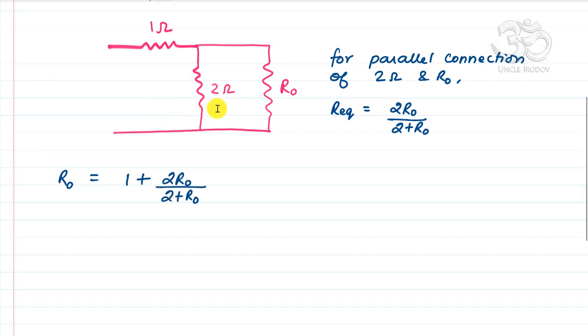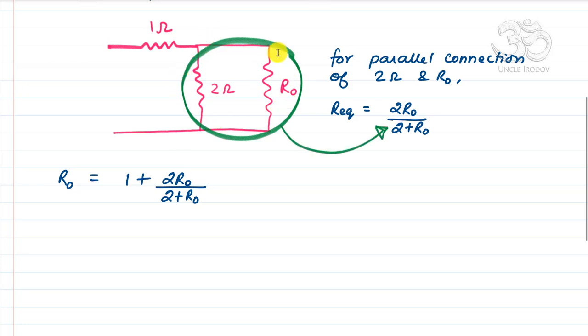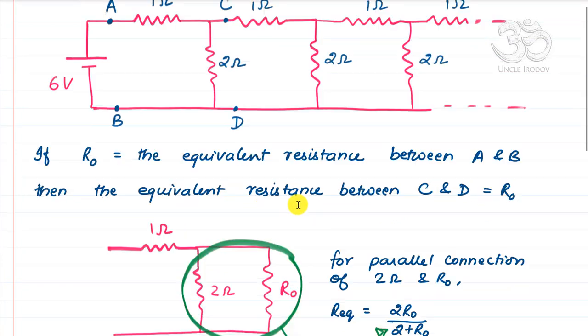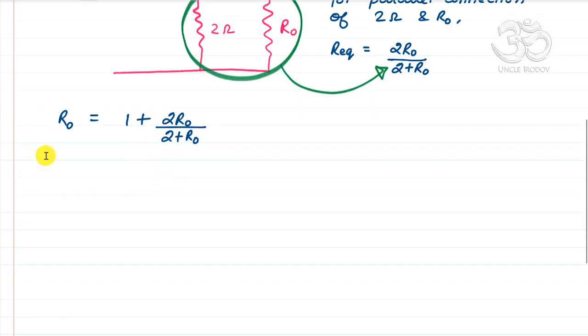So what I've done is, I have first found the equivalent of these two guys, and the green encircled resistance is 2 R naught by 2 plus R naught, and then the equivalent of this guy, 2 R naught by 2 plus R naught and 1, because they will be in series, is 2 R naught by 2 plus R naught plus 1, but that also should be equal to R naught, because that is what the assumption was initially to start with, right? R naught is the resistance between AB as well as CD. And so I've got this equation, and the solution to this equation will give me the value of R naught.